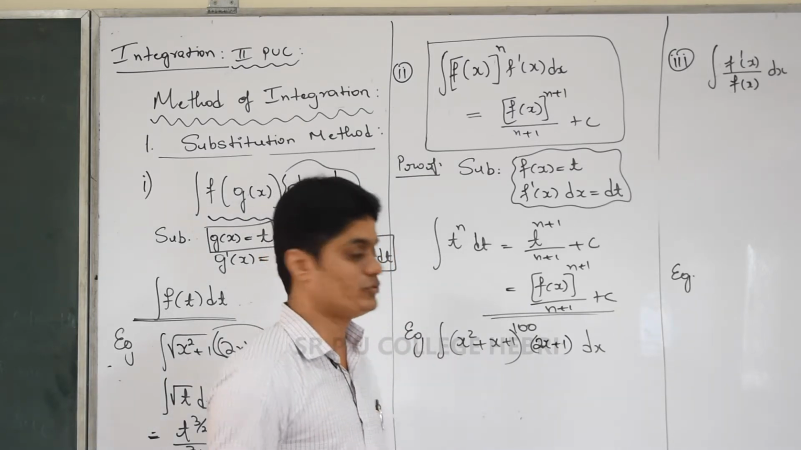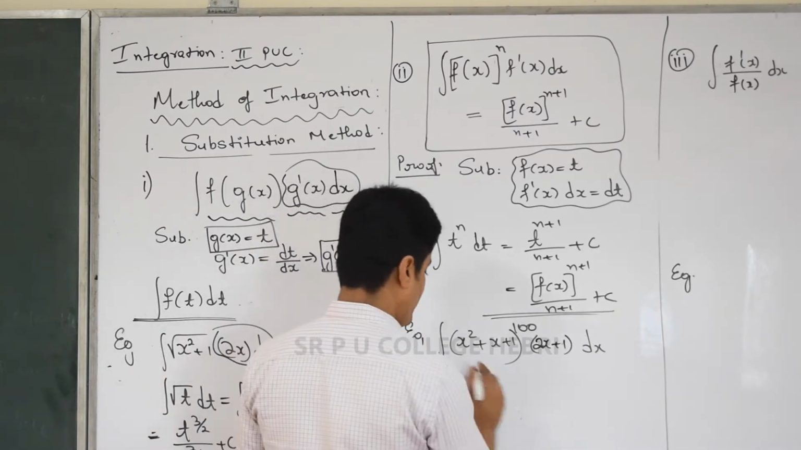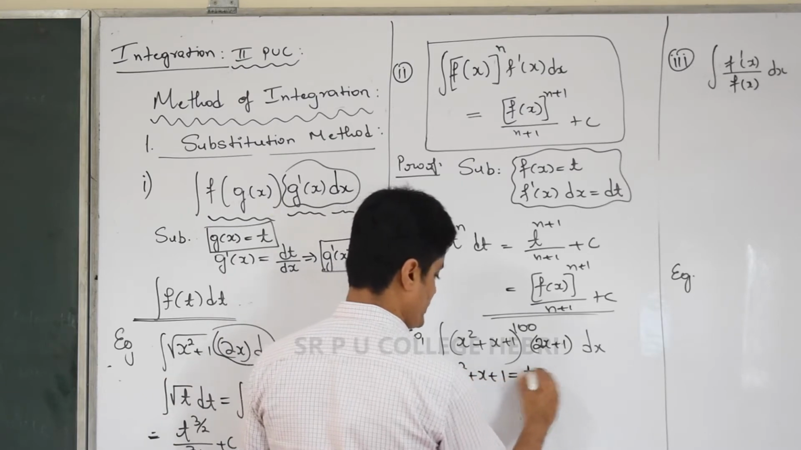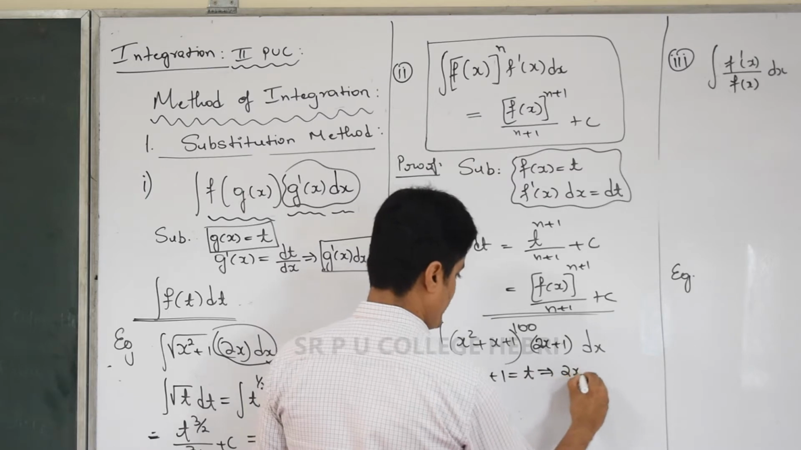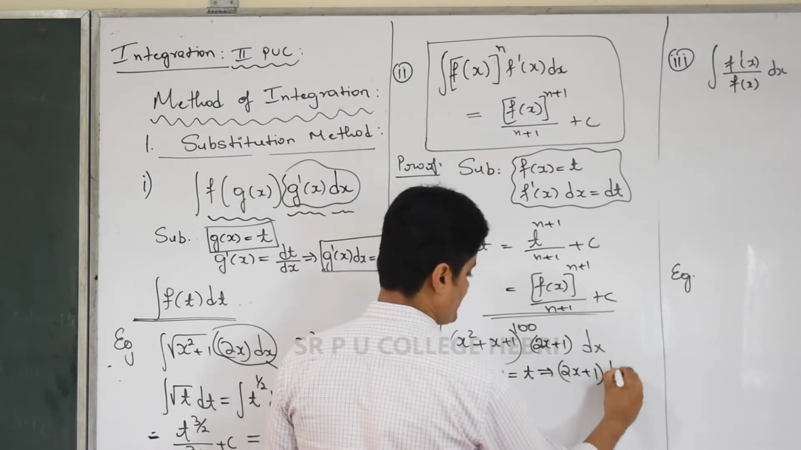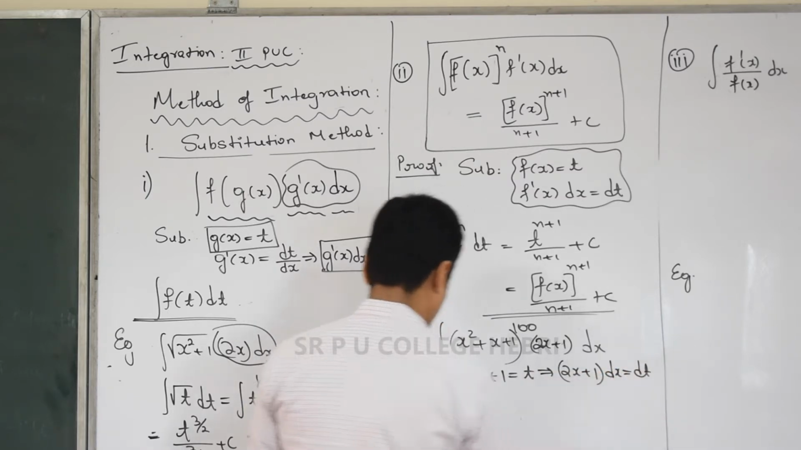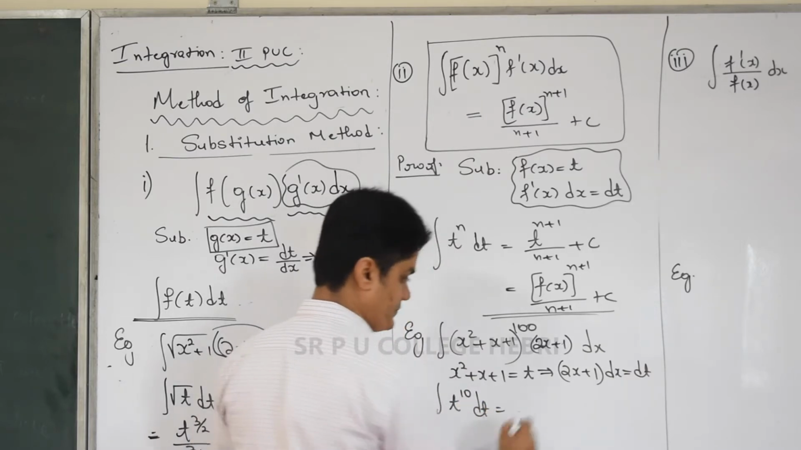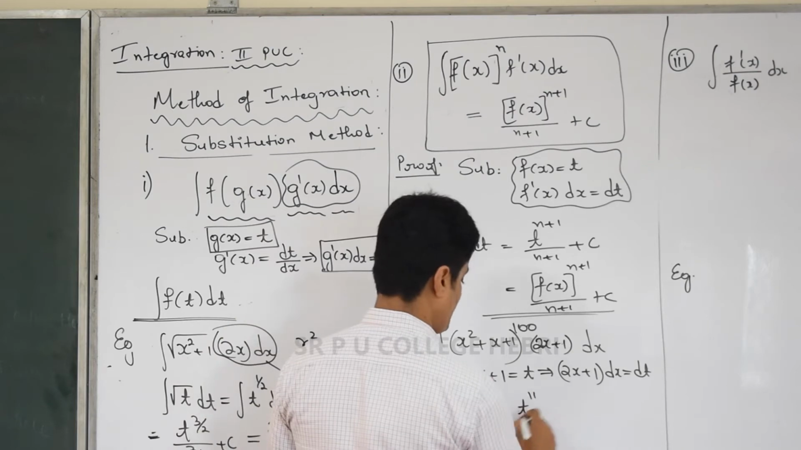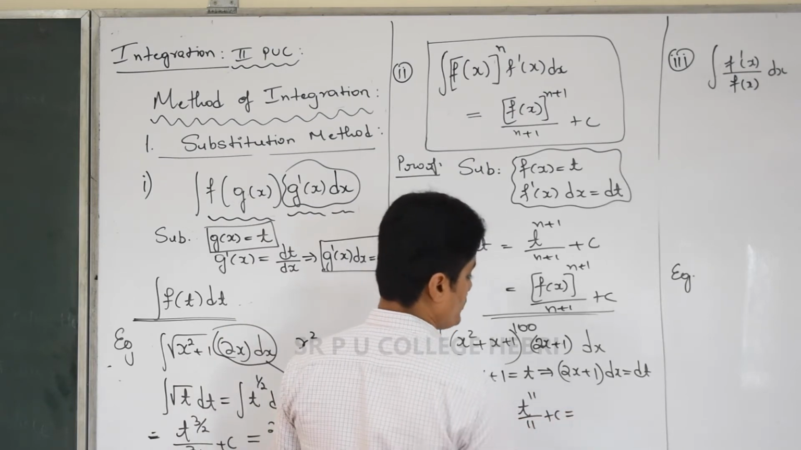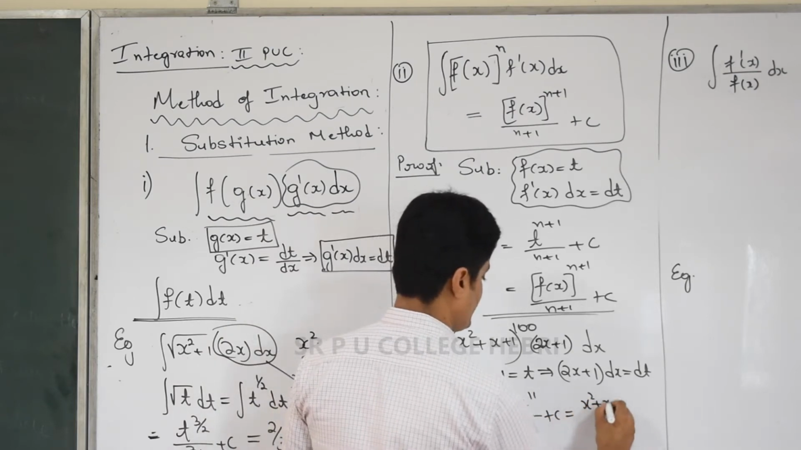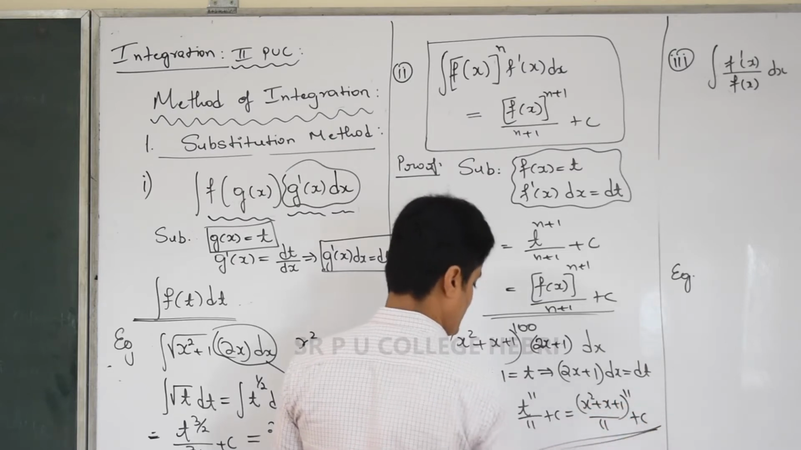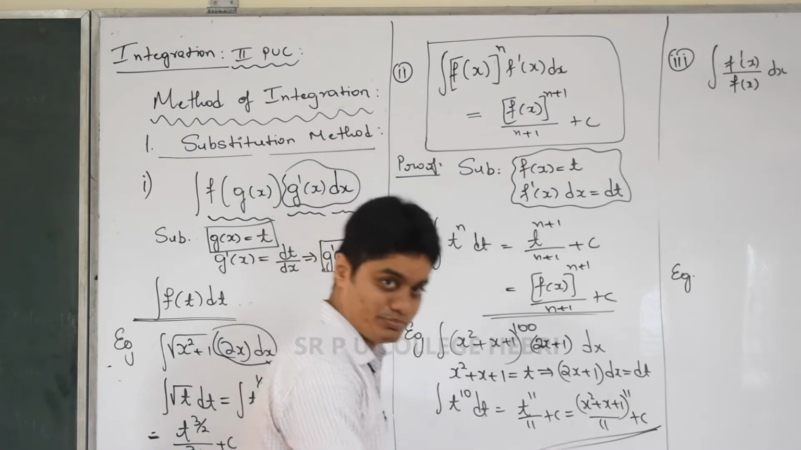Now this is easy to integrate. According to this method, what you should do is substitute x square plus x plus 1 is equal to t. Differentiate, 2x plus 1 into dx is equal to dt. So according to substitution, this becomes t power 10 into dt. Understood? So t power 10 integrates to t power 11 by 11 plus c. What is t? x square plus x plus 1 whole power 11 by 11 plus c. I hope you understood. Very simple to answer.